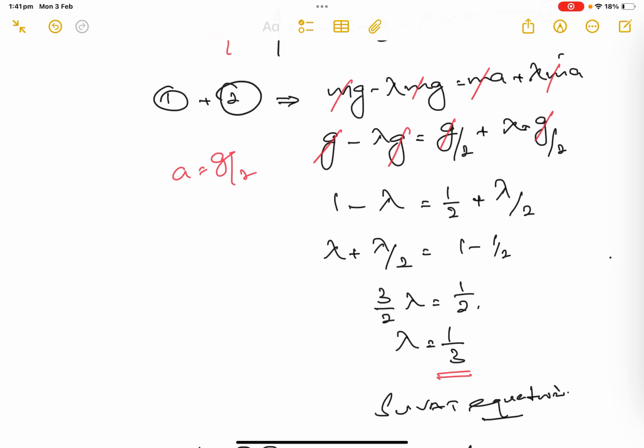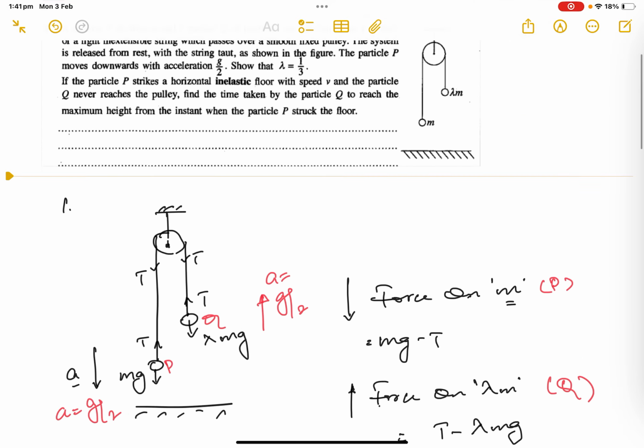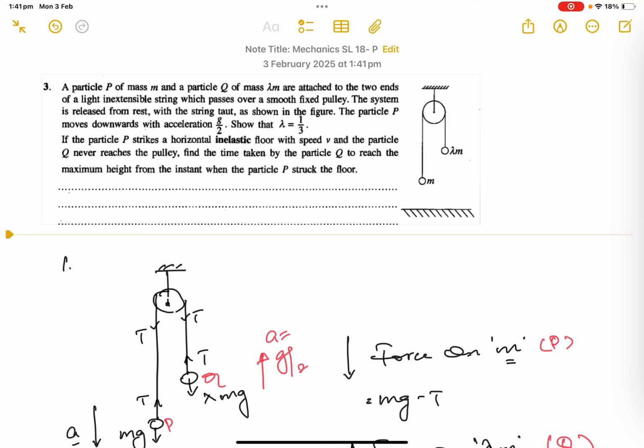Again, all the g cancel out. What we have on the left hand side is 1 minus lambda, and the right hand side is half plus lambda over 2. With a bit of simplification, lambda plus lambda over 2 equals 1 minus half, that is 3 over 2 lambda equals half, so lambda equals 1/3. That is exactly what we have been asked to show.